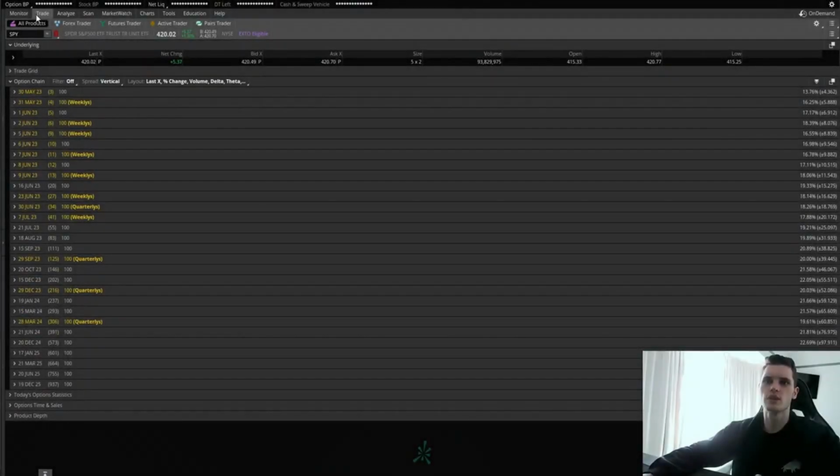What you're going to want to do is come over to the trade tab and put in the ticker you want to trade. For this example, we will be using SPY, the S&P 500 ETF. Come down to option chain. You will see spread will be on single. We'll cover that in a second, but you want to pick your expiration date.